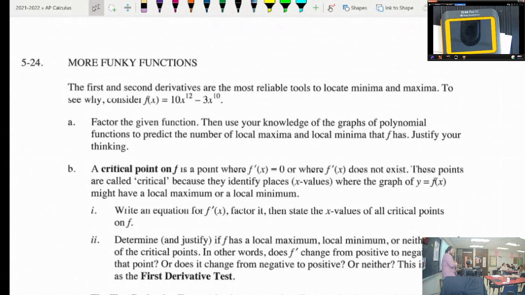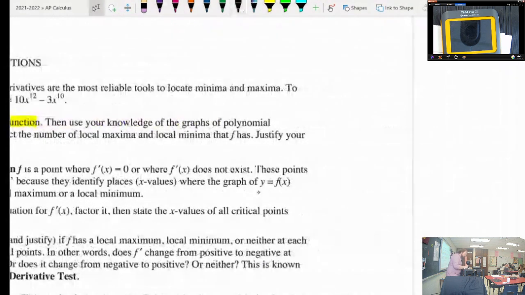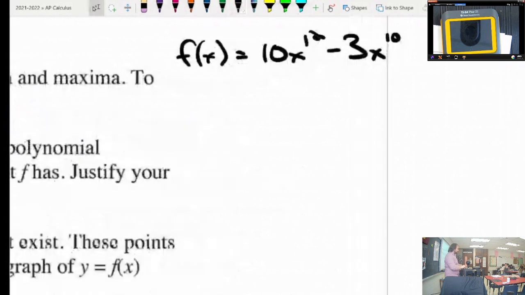First, let's start with part A, which is really taking you back to your Algebra 2 pre-calc roots. We're going to factor the given function, and we're going to use our knowledge of polynomial functions to predict the number of local maxima and local minima that f has and justify your thinking. So let's go back to those pre-calc days. Don't worry about it too much. It's not super important for this lesson, but it does help to show that you can predict a good amount without doing any real work.